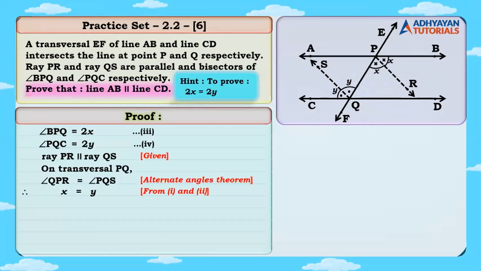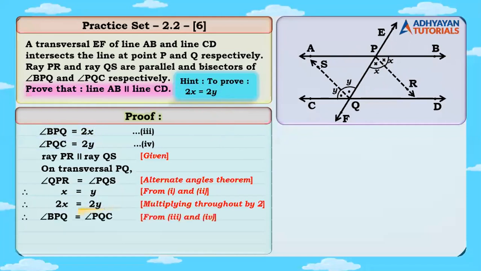Hey children, look at the to prove part. What do we have to prove? That this entire angle 2x is equal to this entire angle 2y. And what have we got now? X is equal to y. So in order to reach from here to here, what is to be done? Multiply this particular equation by 2. So multiplying 2 on both sides, we get 2x is equal to 2y, which is required, isn't it? Now, 2x, what name of the angle will we write? BPQ. And 2y, what name of the angle will we write? PQC. I hope it is clear.